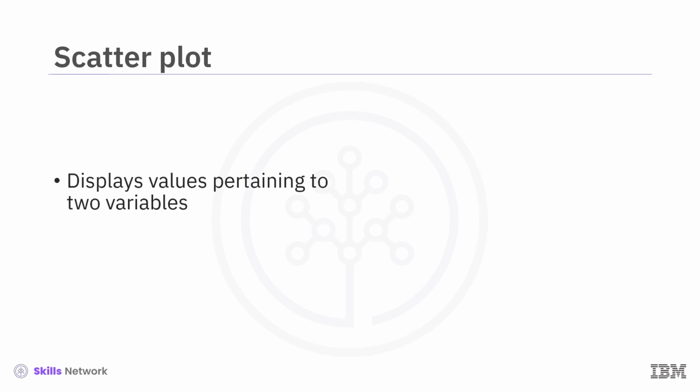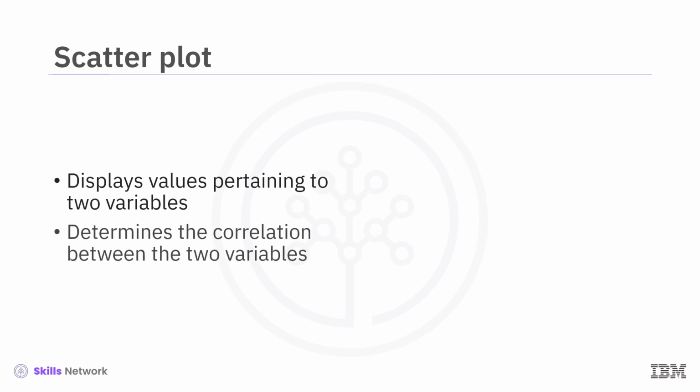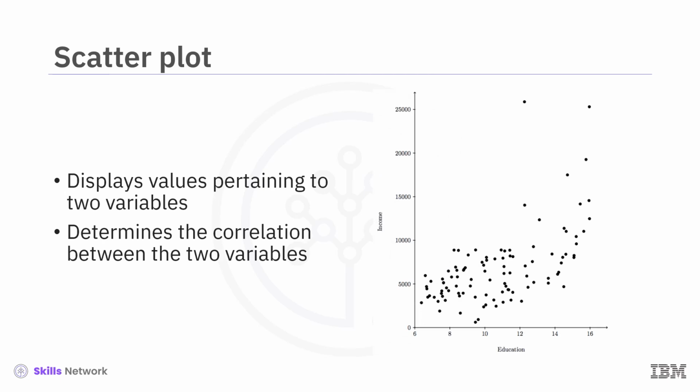A scatterplot is a type of plot that displays values pertaining to typically two variables against each other. Usually, it's a dependent variable that is plotted against an independent variable to determine if any correlation between the two variables exists. For example, here's a scatterplot of income versus education. By looking at the plotted data, one can conclude that an individual with more years of education is likely to earn a higher income than an individual with fewer years of education.